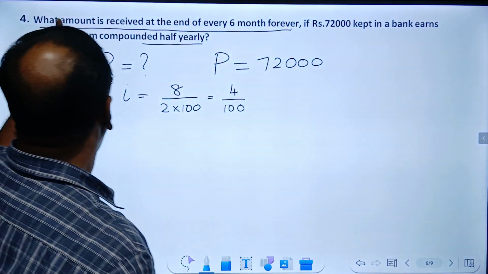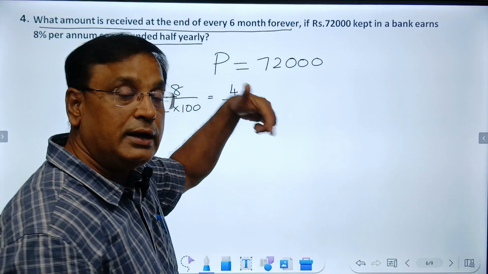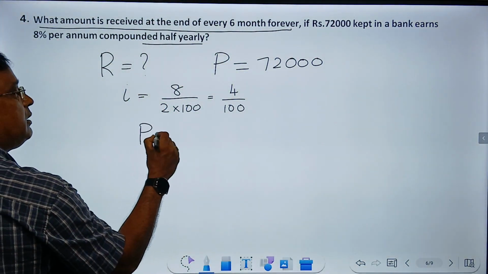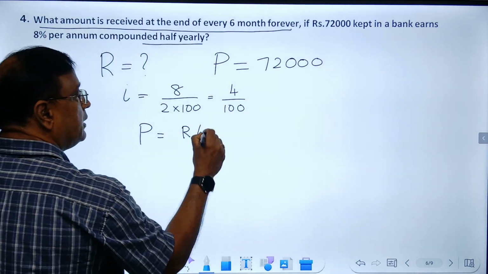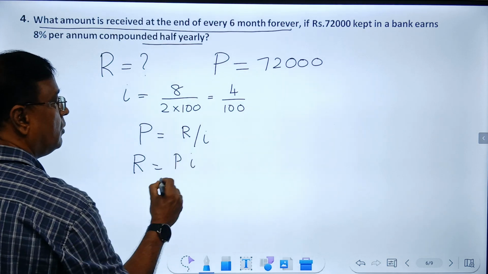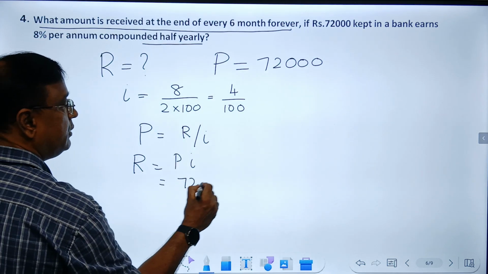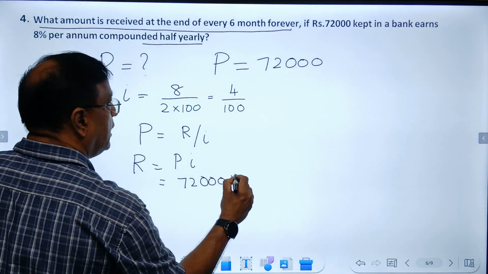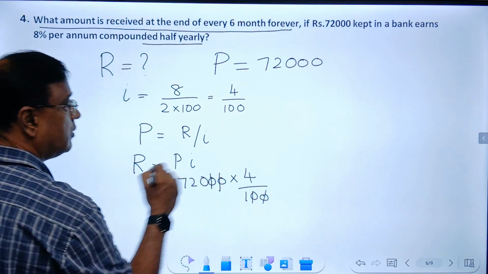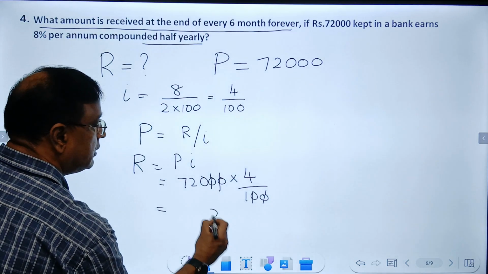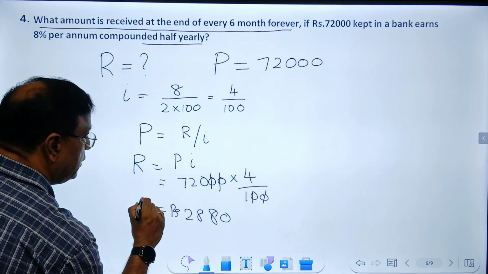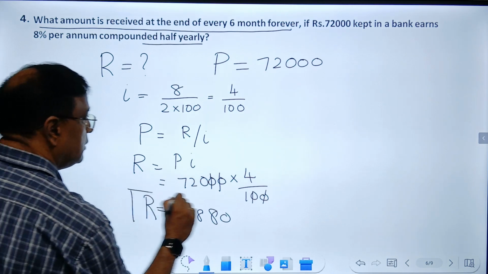Now since the amount is received at the end of every 6 months, I have to use the first one, P equal to R by I. So what is R equal to? P into I. What is P? P is 72,000. And what is I? 4 by 100. So if you multiply, what do you get? 8 times 28, 0. So my periodic payment R is this.